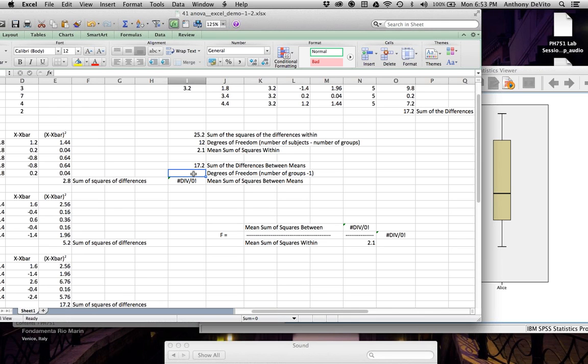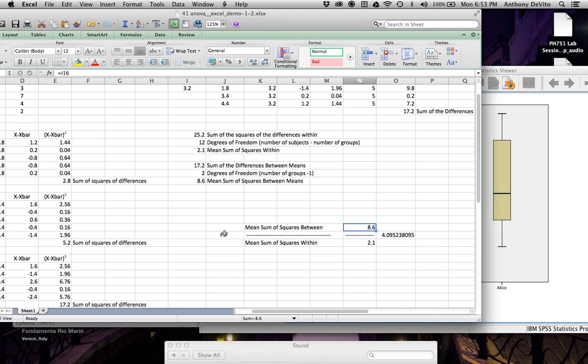Now my degrees of freedom, what do you think my degrees of freedom are going to be? It's going to be 2, n minus 1. There are 3 means, minus 1 is 2. I'm going to put a 2 in there. It's going to divide into that 17.2 to give us our mean sum of squares, again a measure of the variance between those 3 means. And that comes out to 8.6. That goes on the top of our value for F.